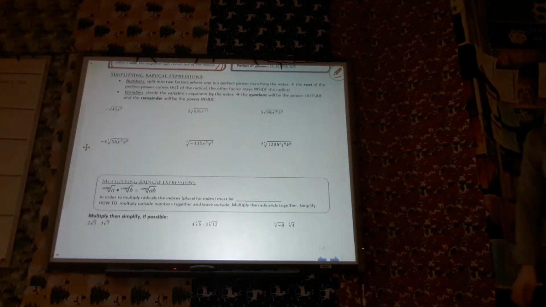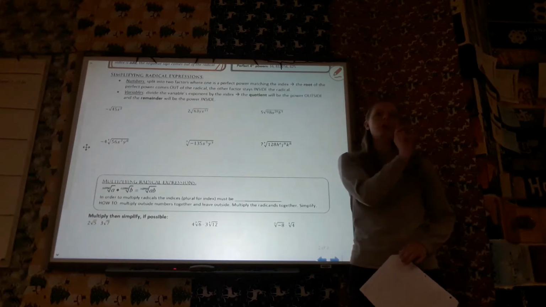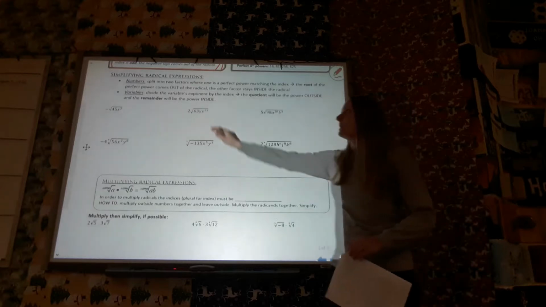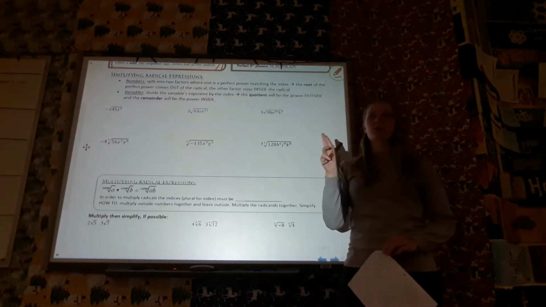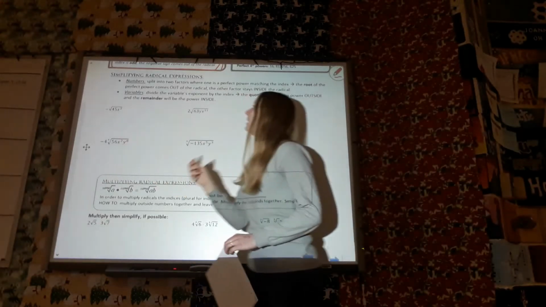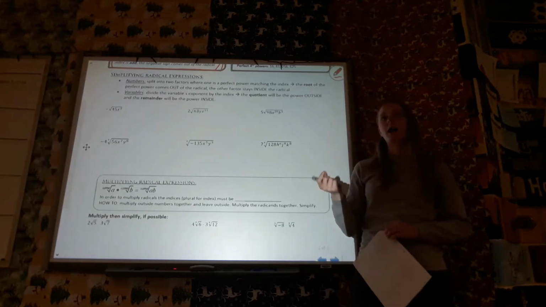So, simplifying radical expressions. I like to split the process into 2 parts. I like to simplify the numerical part first, and then I work with the coefficients second. The process for simplifying the numbers is to split the number into 2 factors. Factors are numbers that you multiply together in order to get the actual number here. You're going to split it into 2 factors where one of the numbers has to be the biggest perfect power.